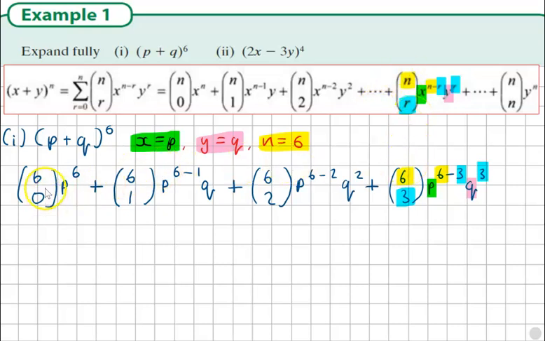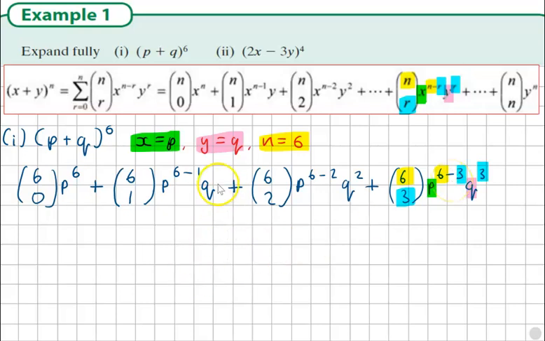So notice on the bottom we had 0, 1, and 2. So now we have 3. So we have 6 choose 3. So then we have stuck onto that p to the power 6 minus 3, q to the power 3. So notice that the power of p was always the same. So it started with a 6, p to the power 6. Then it was p to the power 6 minus 1, p to the power 6 minus 2, and now p to the power 6 minus 3. So obviously the next one will be p to the power 6 minus 4.